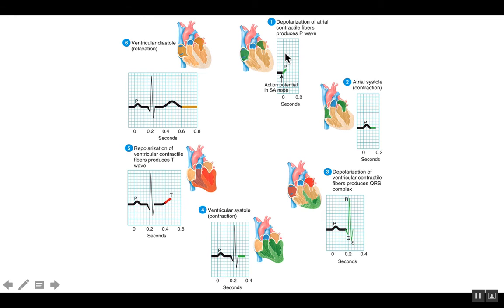So again, keep in mind certain key points, like depolarization versus repolarization, like systole versus diastole, and then pay close attention to the waves on the ECG. So that's a normal ECG, that's a normal cardiac conduction pathway, that's a normal beating of a heart.